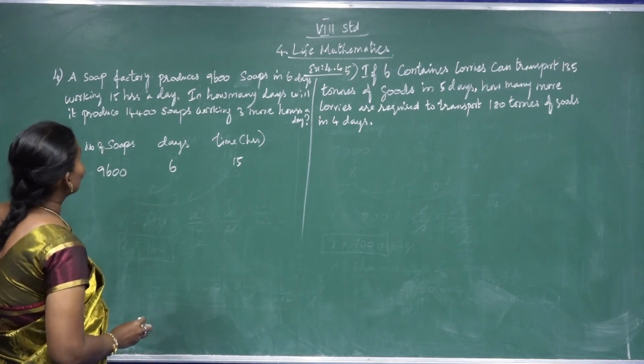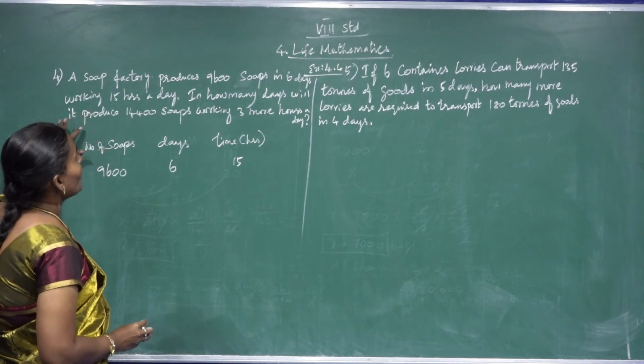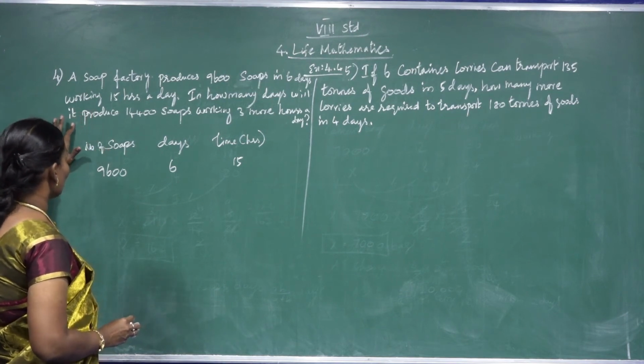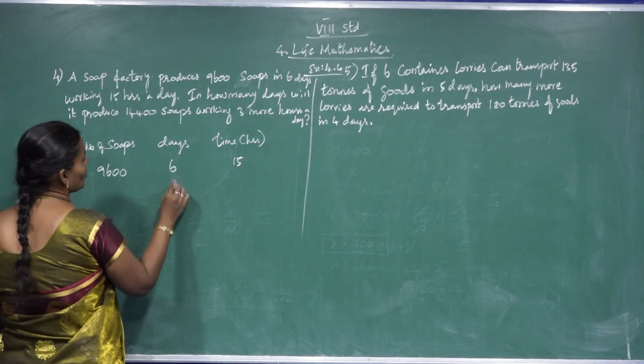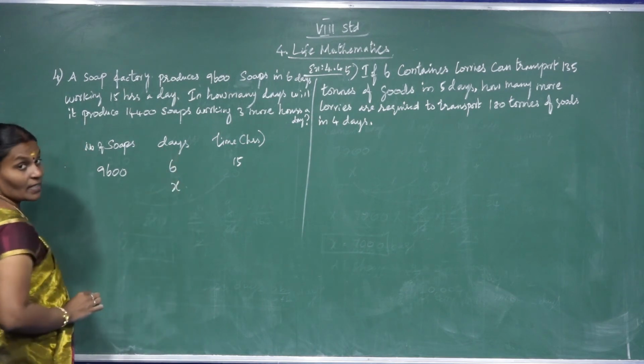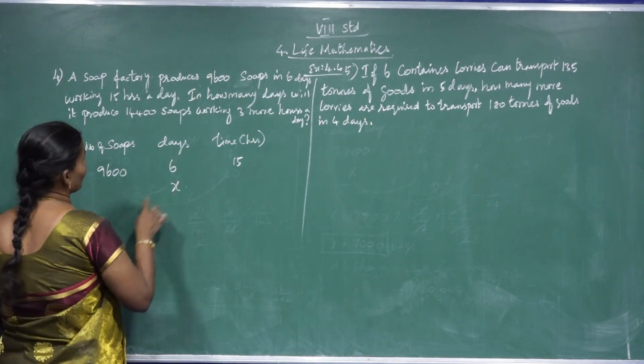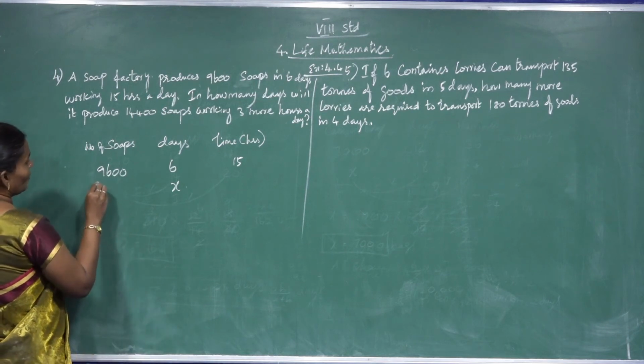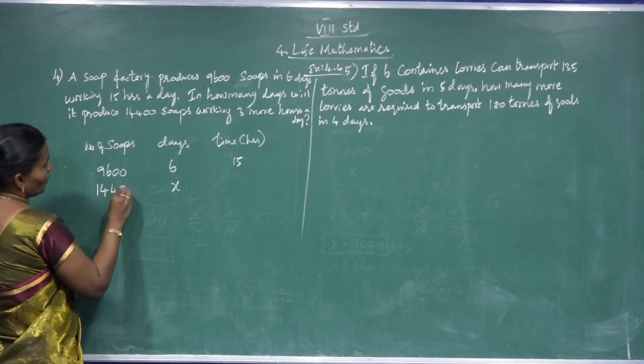Okay. So, in how many days will it produce? How many days? So the question mark is in days. Okay. So the unknown is x. You consider unknown is x. Then 14,400.